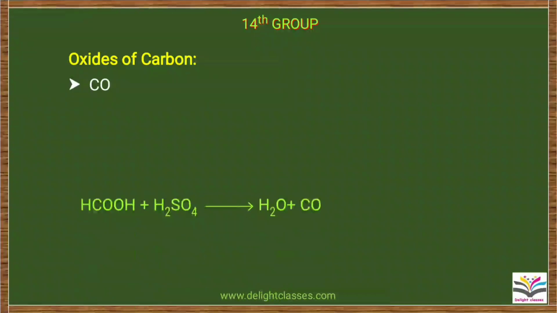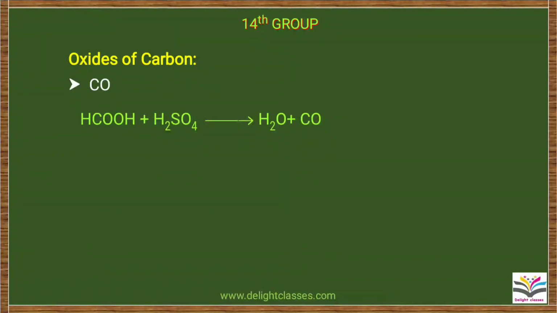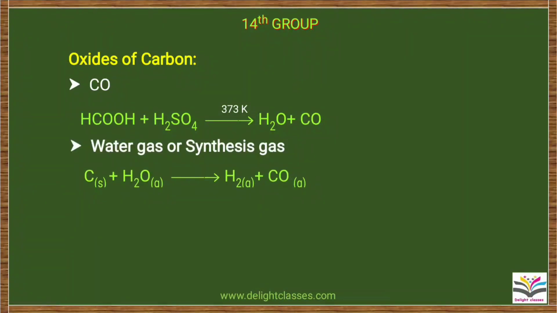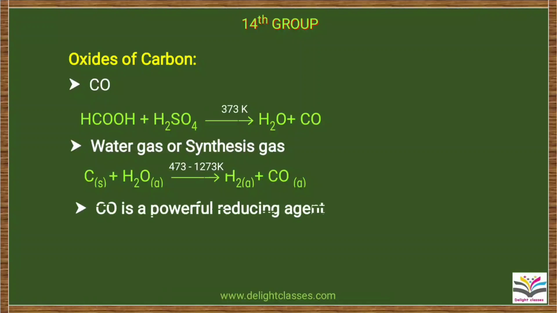Oxides of carbon. Carbon monoxide. Formic acid when reacted with sulfuric acid gives carbon monoxide at 373 Kelvin. Water gas or synthesis gas: carbon reacts with steam to give carbon monoxide at 1000 degrees Celsius. Carbon monoxide is a powerful reducing agent. It reduces metal oxides to metal.